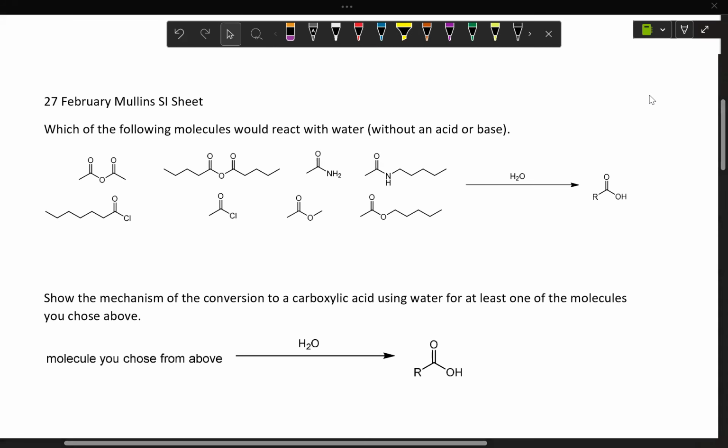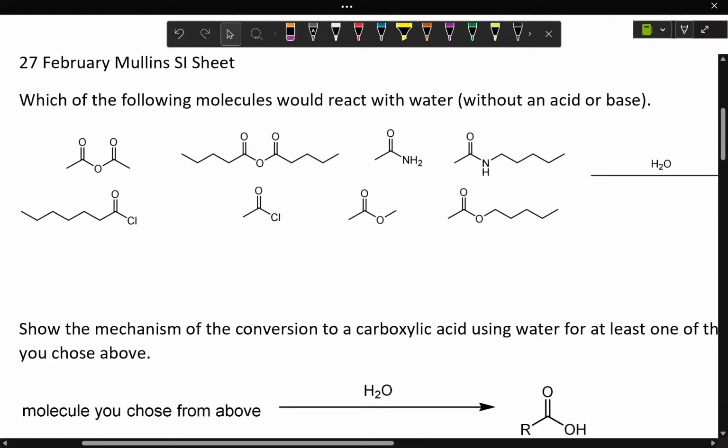All right, let's get started with this SI sheet. First starting off, we have to figure out which of these molecules here would react with just water, without sulfuric acid and without a base, and give us a carboxylic acid. So let's look at all of our options.